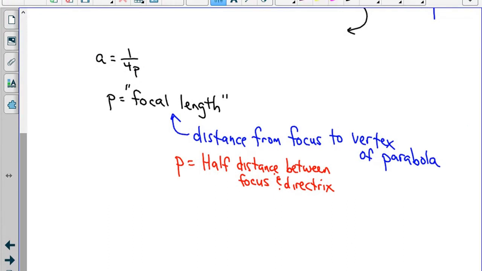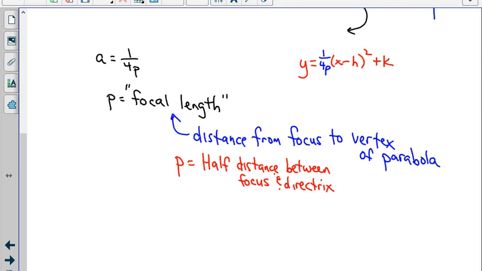Okay, so just for example, if I had something that's opening in the y direction, so y equals a times x minus h squared plus k, I can replace a with 1 over 4p. And what 1 over 4p tells me is a clue as to how far away the focus and the directrix are from the parabola, especially the vertex of the parabola.